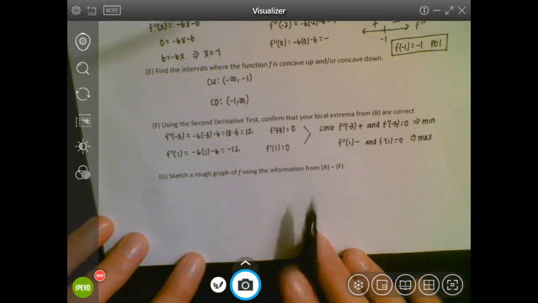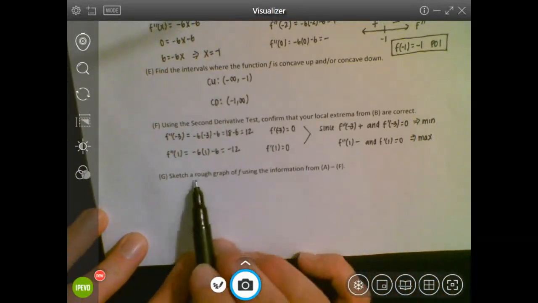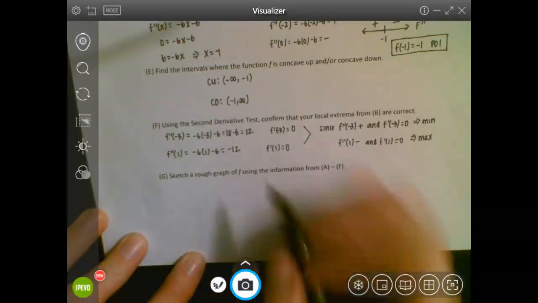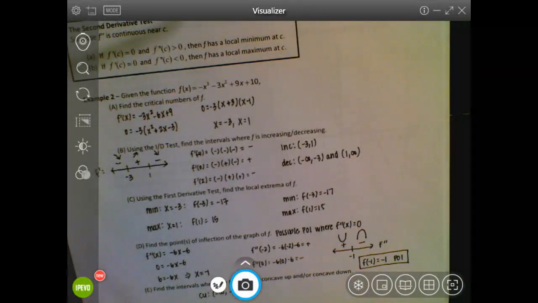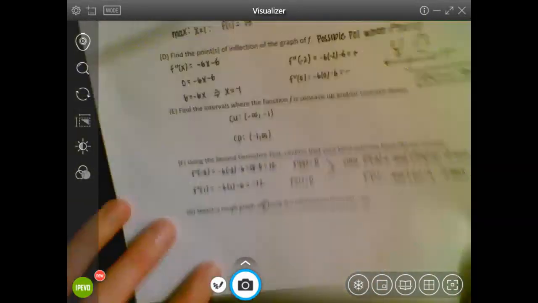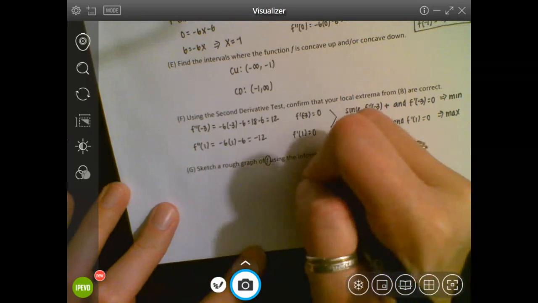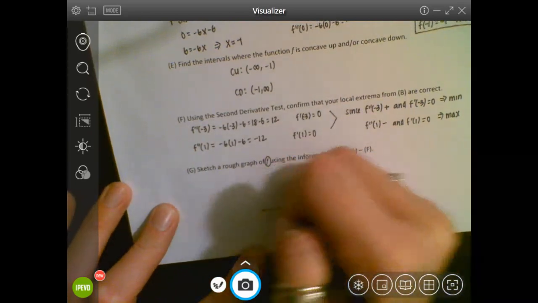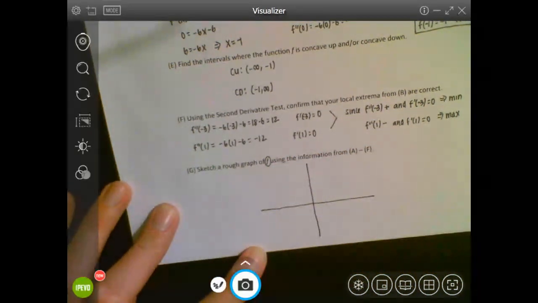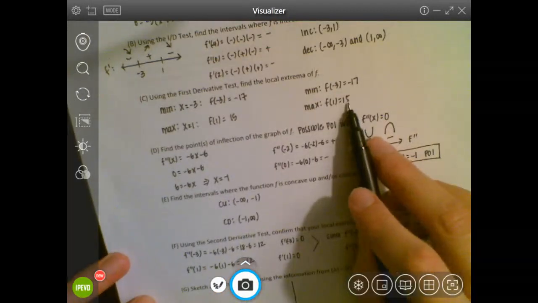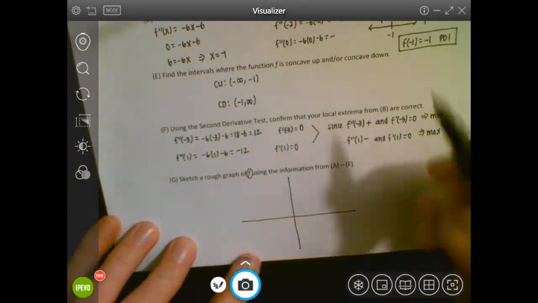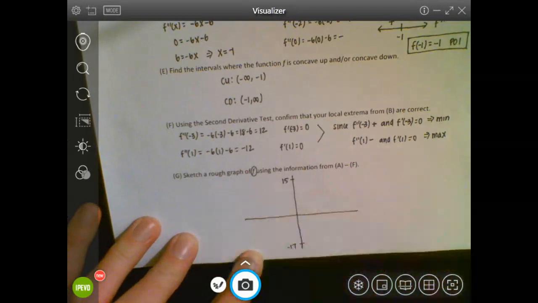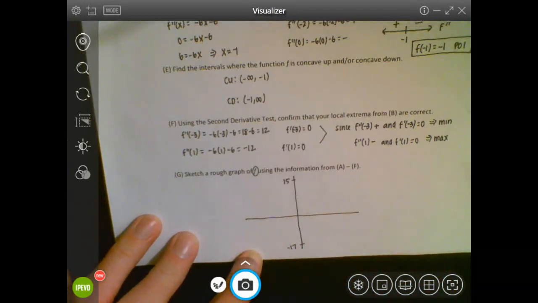So knowing what we know about all of this stuff from A to F, what we can actually do is sketch a graph of the function f. So meaning of this cubic function, not even knowing what this looks like in our calculator. So what I'm going to do is draw myself a little coordinate plane here. And I know that my maximum has to happen at a y value of 15 and my minimum has to happen at a y value of -17. So I'm just going to quickly sketch in those high and low points.